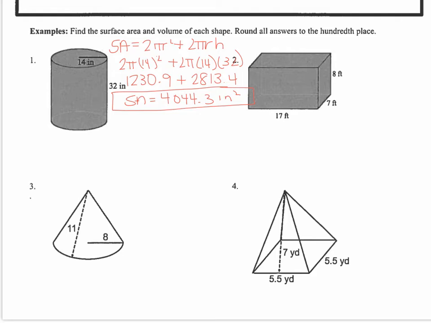If I wanted to put this in terms of pi, just to show you, I would calculate everything other than pi. So 14 squared is 196. 196 times 2 is 392. So I have 392 pi plus 2 times 14 times 32 is 896 pi. And then I would just add these together. So plus 392, I get 1,288 pi. So this also is my surface area, just depending on what my directions ask me to find.